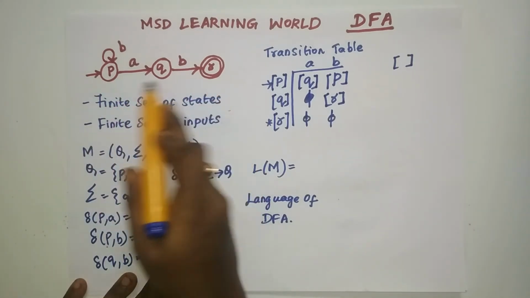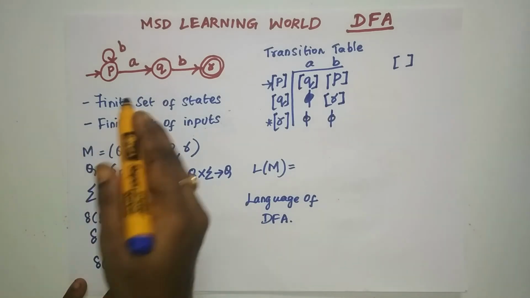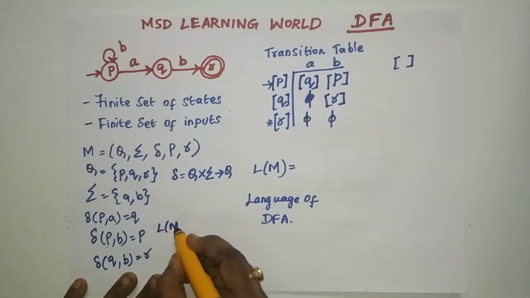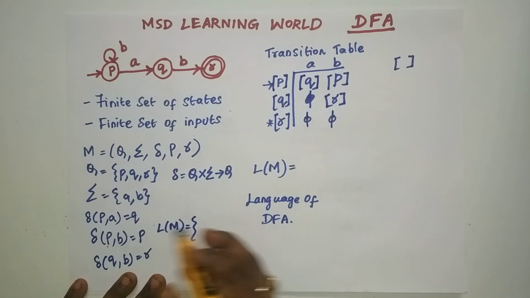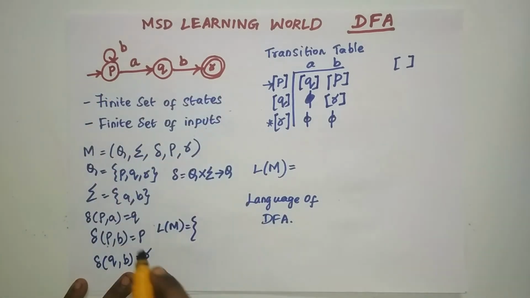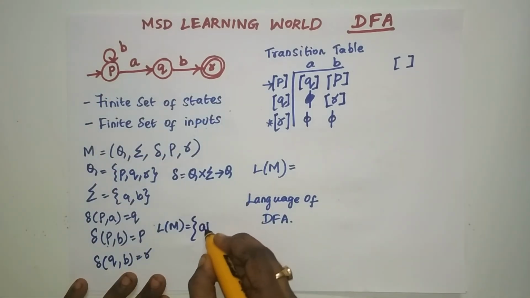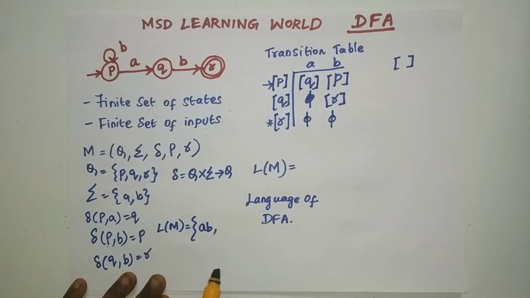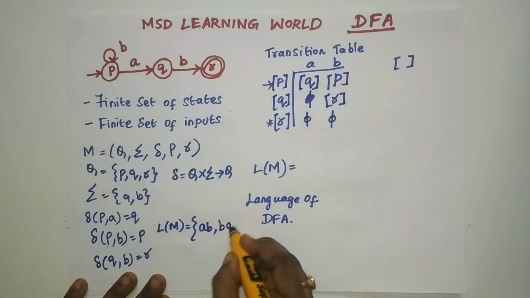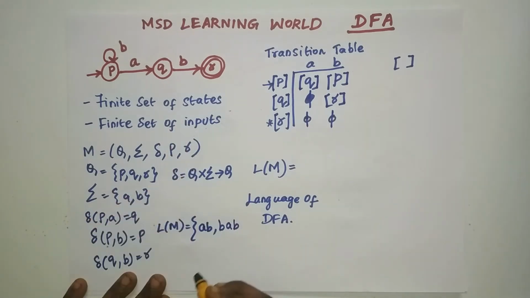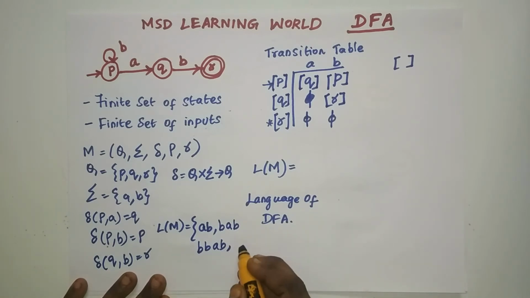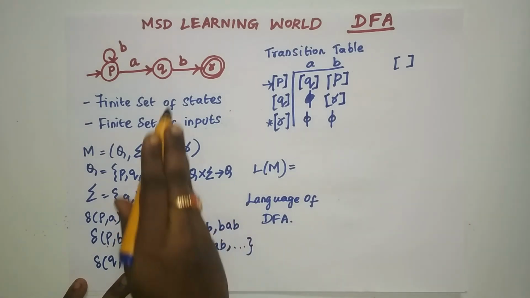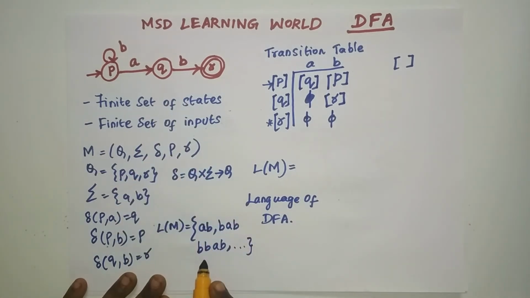The language of this machine, L of M, equals the set of all strings that are reaching the final state. For example, if you give AB, then the machine will reach the final state. If you give BAB, then the machine will reach the final state. If you give BBAB, then the machine will reach the final state. So similarly, with any number of B's ending with AB, the machine will be reaching the final state. This is the language of the machine.